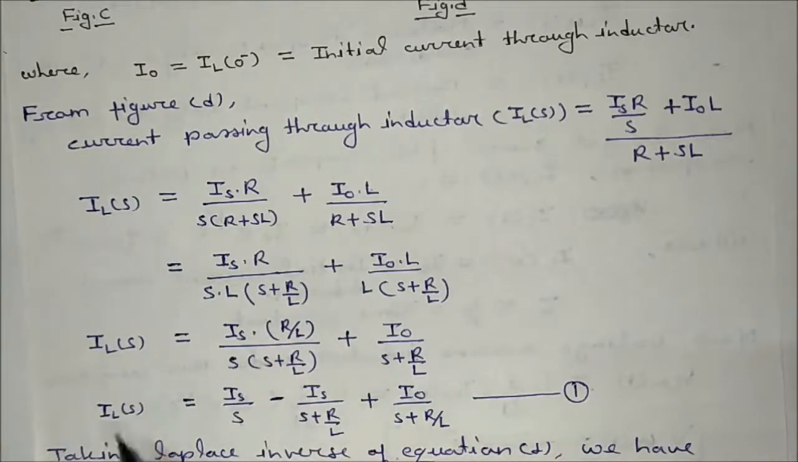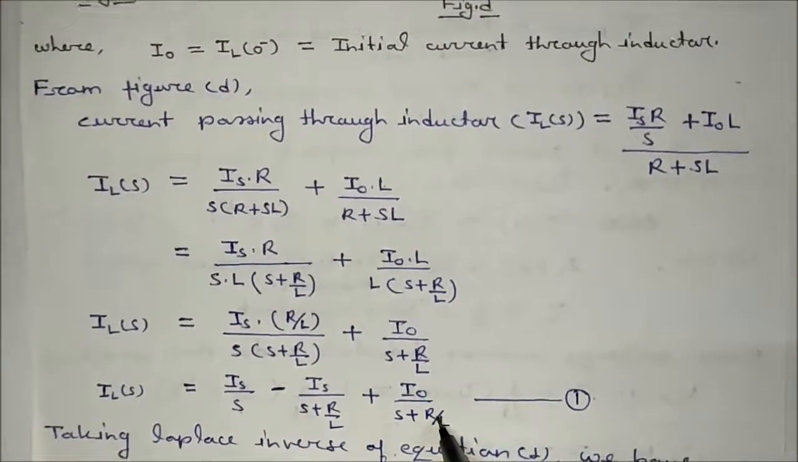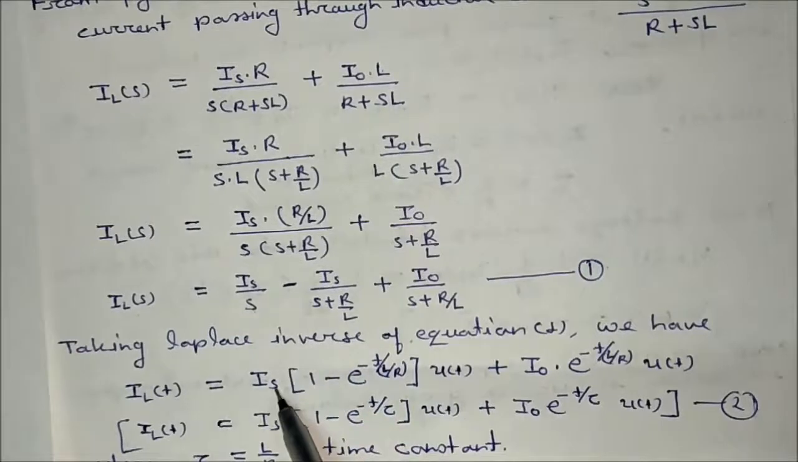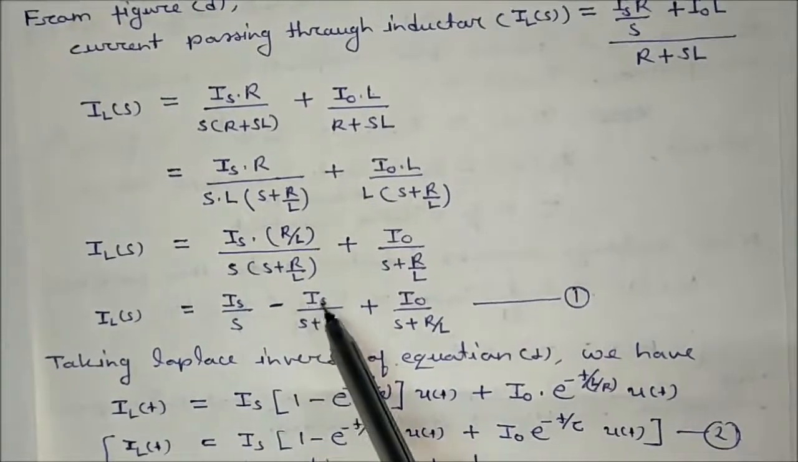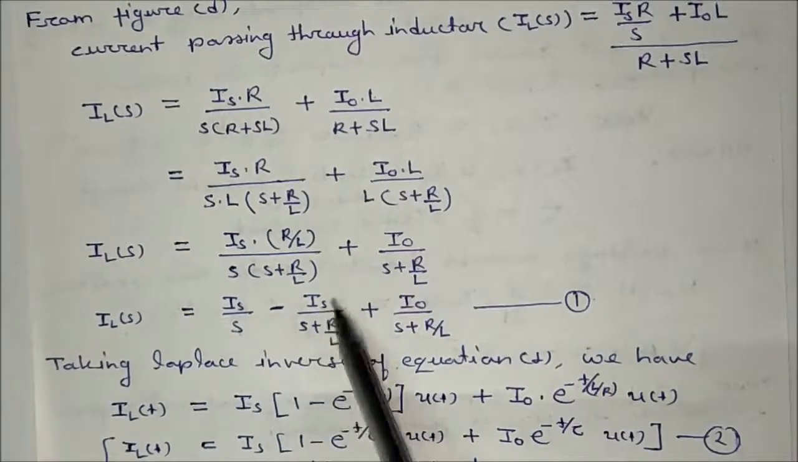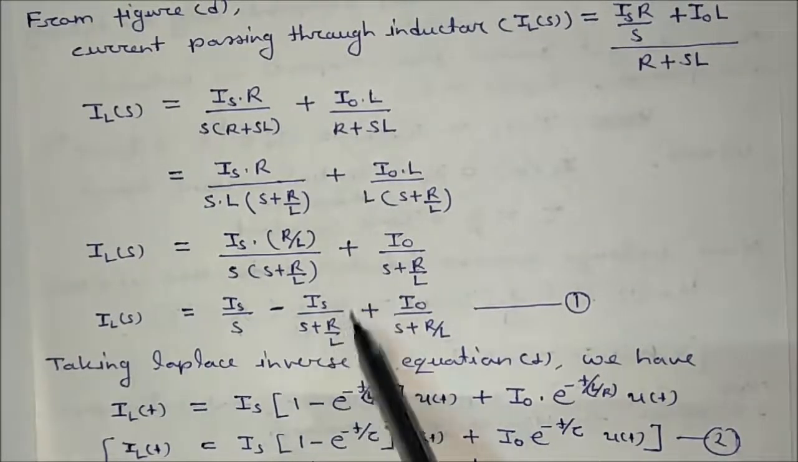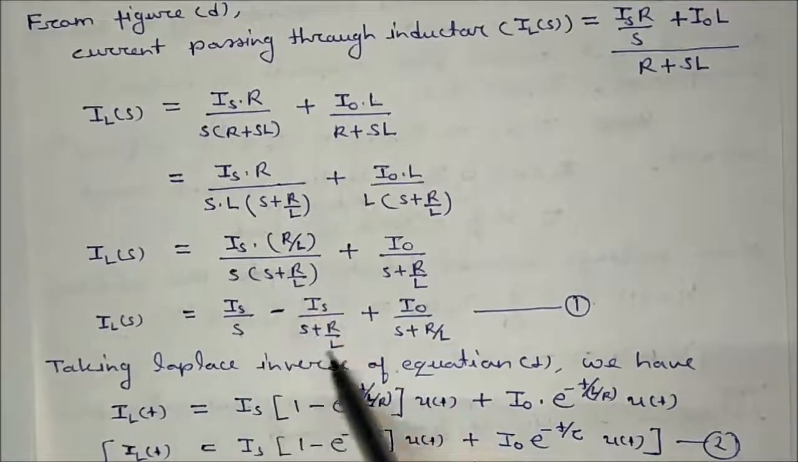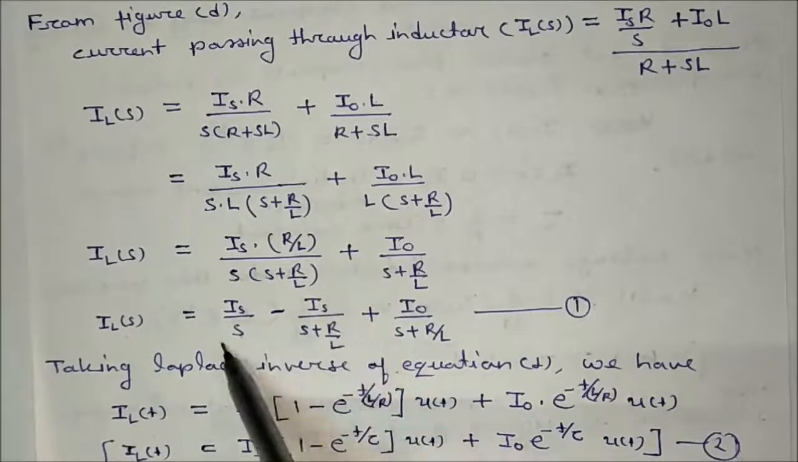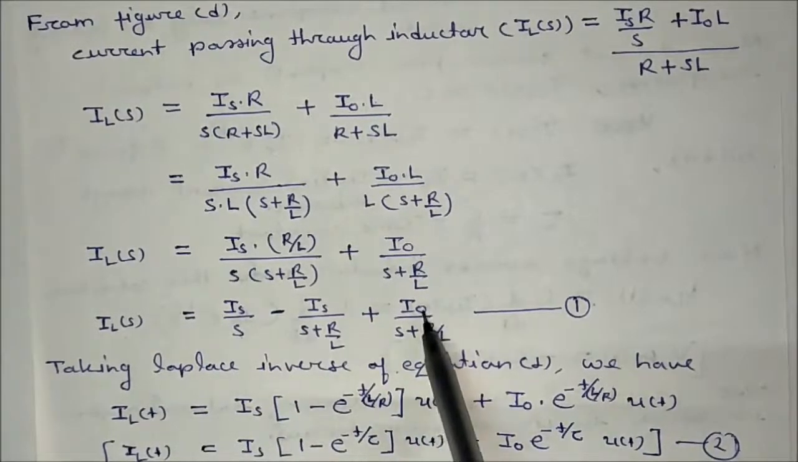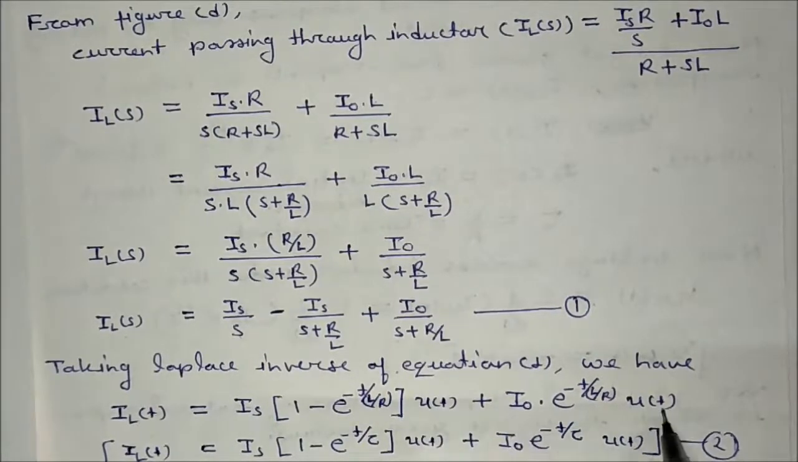Now taking the Laplace inverse of this one, what you will get? If I am taking the Laplace inverse of this one, I am getting what? Is by S means that is equal to Is. Okay. Similarly, Is by S plus R by L, I will get minus of Is e to the power minus t by R by L. Is it okay? So this is representing the value of what? The Laplace inverse of this one is represented as this one. Similarly, the Laplace inverse of this one is represented like this one.